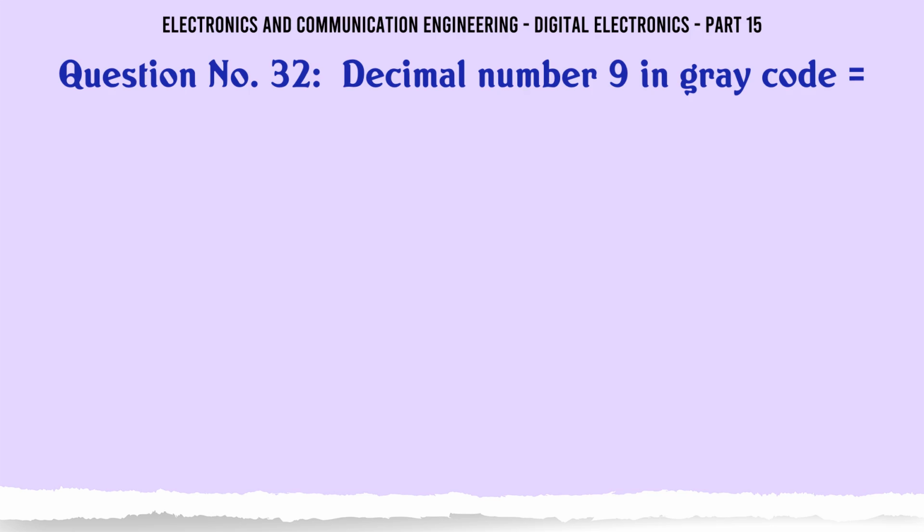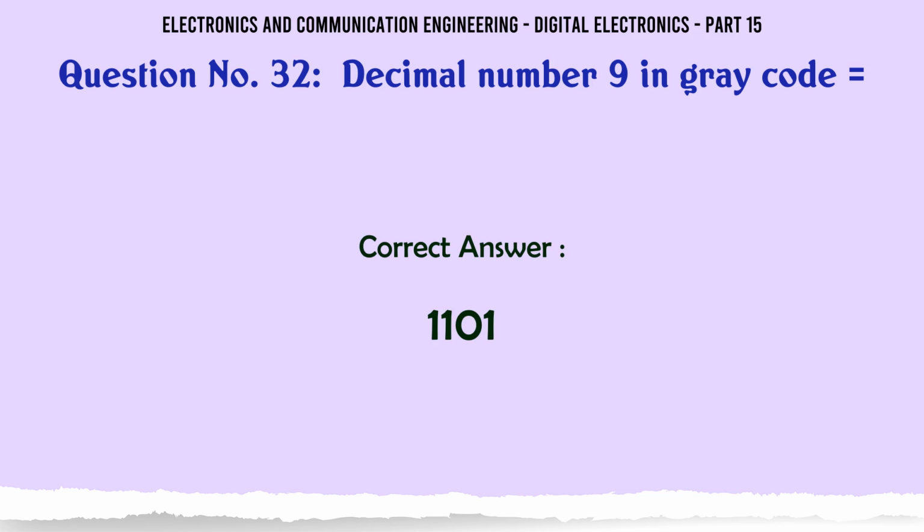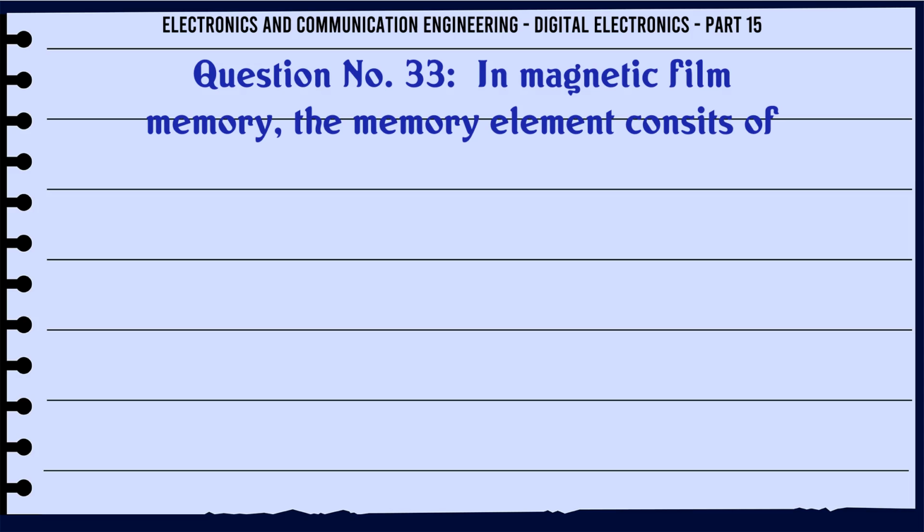Decimal number 9 in Gray code: A. 1100, B. 1101, C. 110, D. 1111. The correct answer is 1101.